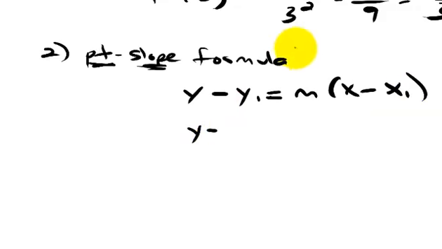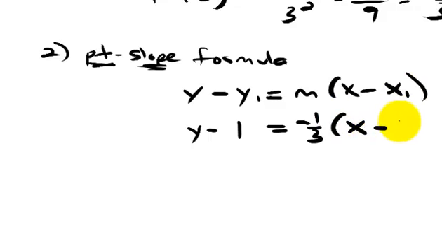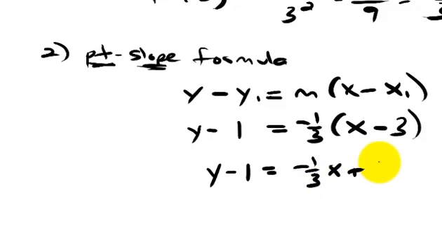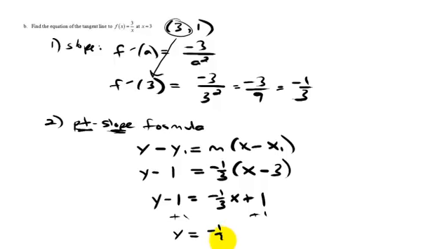Now y1 is the y value, which is 1. m is my slope, which is negative 1/3. And x1 is 3. So that's y minus 1 equals negative 1/3 times x minus 3. Then distribute in the negative 1/3. Double negative, so make sure you catch that. And finally, add 1 to both sides. So we're going to get y equals negative 1/3 x plus 2.